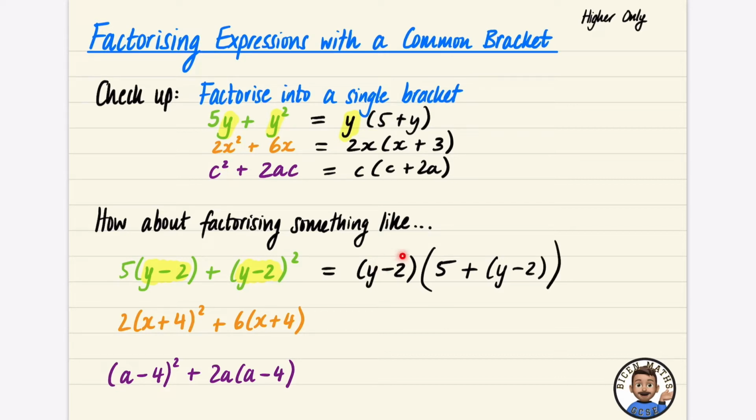Let's just check it works. If I do y minus 2 multiplied by 5, I get that. If I do y minus 2 multiplied by positive y minus 2, I get positive y minus 2 squared. So now what we need to do is just actually simplify the second bracket. We have y minus 2, and then don't worry about this bracket anymore. We just have 5 plus y minus 2. Because there's a plus, that just is going to be without the brackets. So there's going to be a y, and 5 take away 2 is 3. So it's going to be y plus 3.